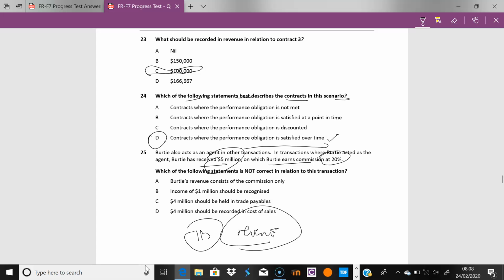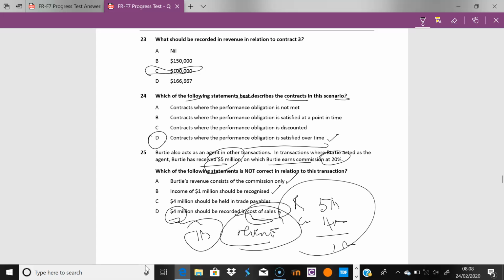So in effect, your revenue consists purely of commission. You can recognize income of 1 million. Really, you shouldn't. It says 4 million should be recognized in cost of sales. No, if you do that, then you're recognizing the 4 million as part of your trade. This is not your trade. So it's not this one. 4 million should be held in trade payables. I mean, it's not your money. You're literally just holding it to transfer it onwards. So the answer here is C. Great, and that's 21 to 25.